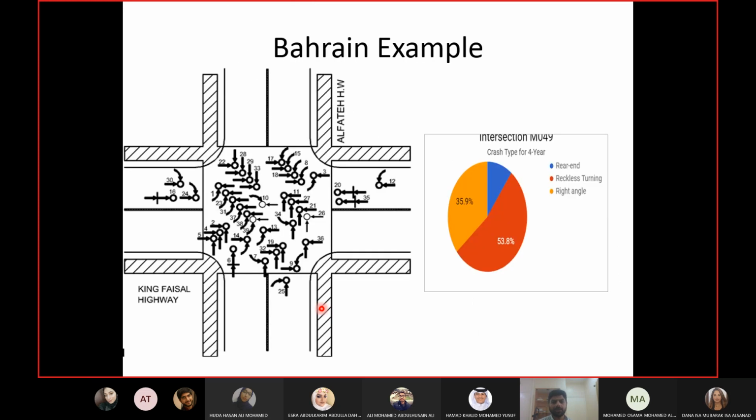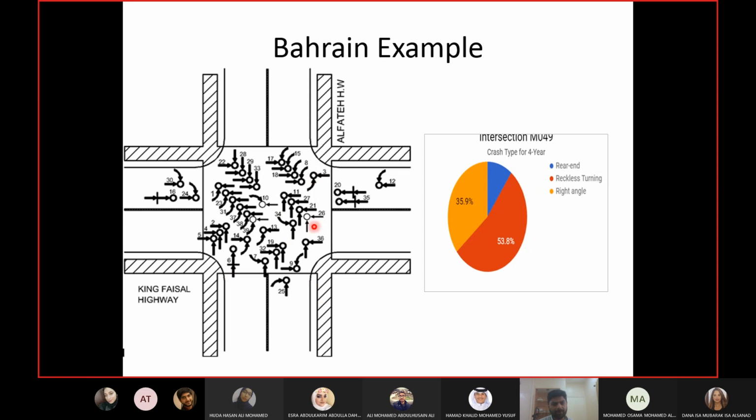Now let us take an example from Bahrain. This is the intersection between Al Fateh Highway and King Faisal Highway, the one near the Avenues. You can see a collision diagram here. This collision diagram is made using 4 years of data, I think 2013 to 17. It was made by senior design group students. You can see they just put numbers here.